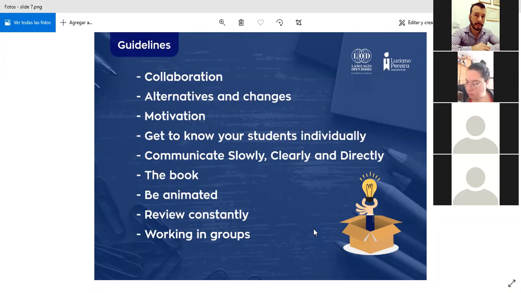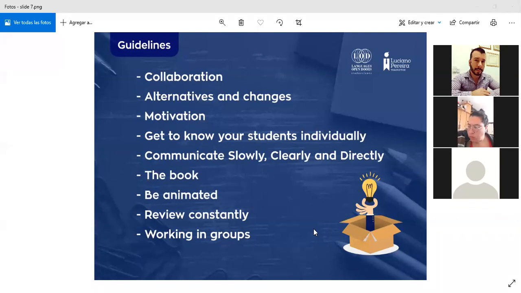And the last point, as I said before, working in groups. Well, you will see once the course starts, you will see which students work better individually, which students prefer working in groups, which kind of activities are more popular among your students. You will see that once you start working. There are some students that are going to ask you to work more with videos, for example. You will have more students that will ask you to do more speaking activities and so on.